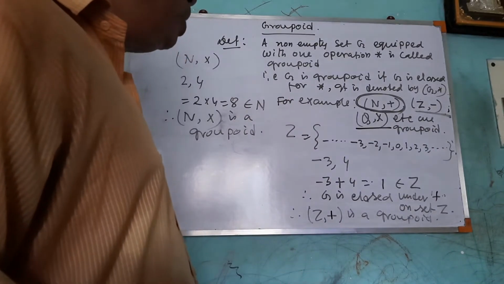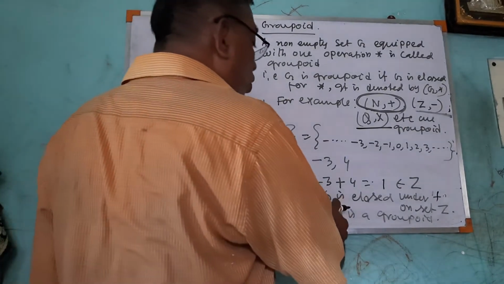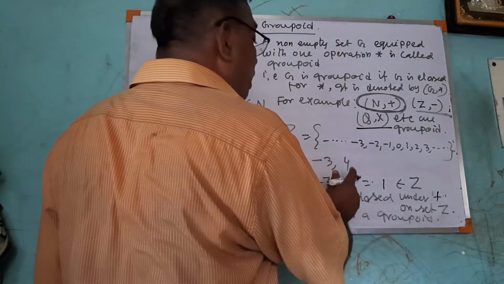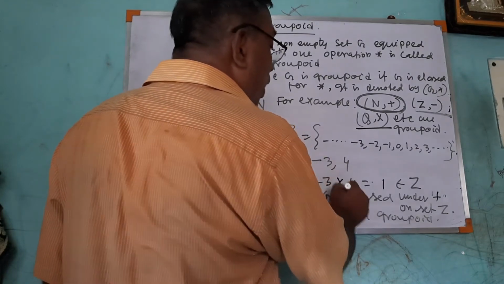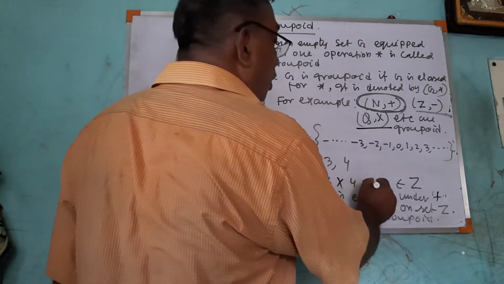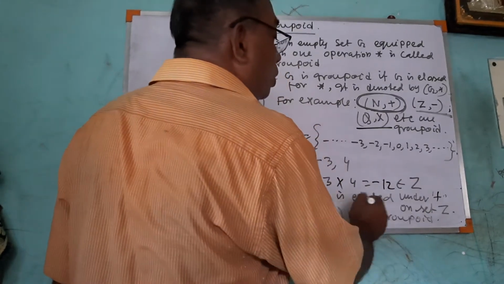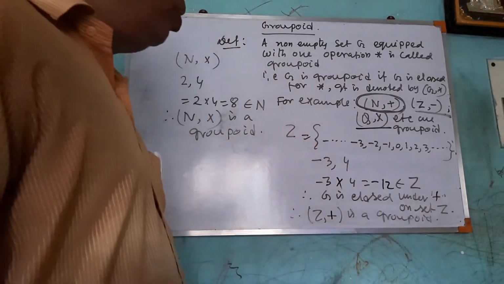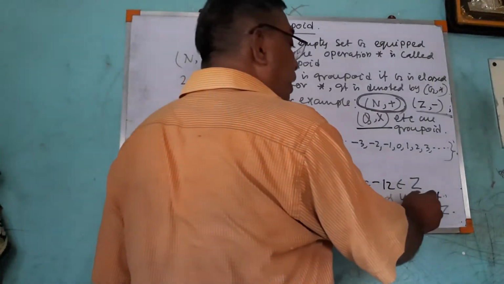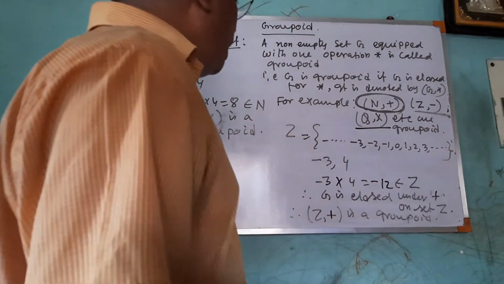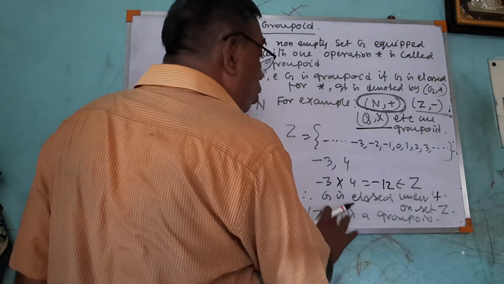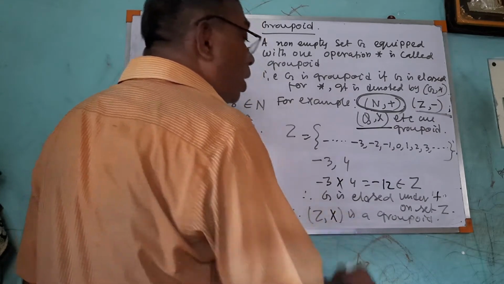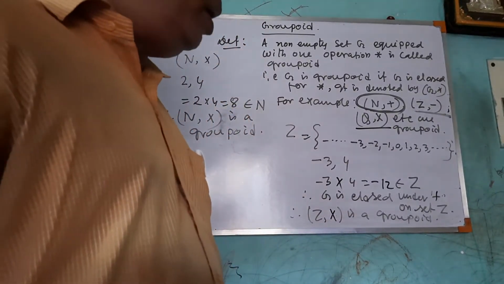Now can you check whether Z into is a groupoid or not? Yes, you can check it. You take these two in product, that means minus 12 belongs to Z. So G is closed under multiplication on set Z. So Z into is also a groupoid.